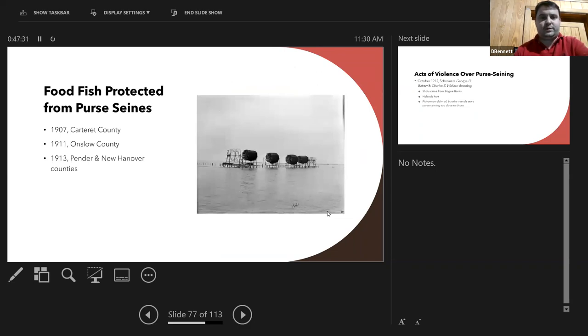And so as a result, Carteret County, Onslow County, Pender, and New Hanover counties passed laws in the early 20th century to protect food fish from being caught with purse seines. So you could only catch menhaden, which is an industrial fish that you do not consume. So you're limiting purse seines to just menhaden.